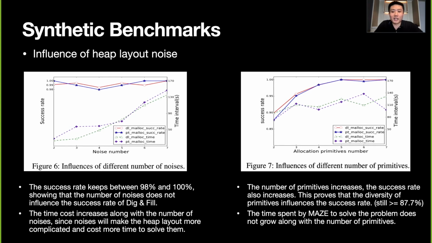The last benchmark is the man-made benchmark. We mainly evaluated the robustness of Maze. First of all, you can see that the amount of noise did not influence the success rate of Maze, but the amount of primitives will influence the success rates. But the success rate is still more than 87.